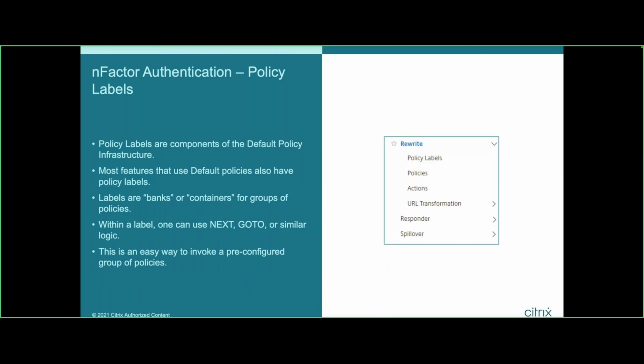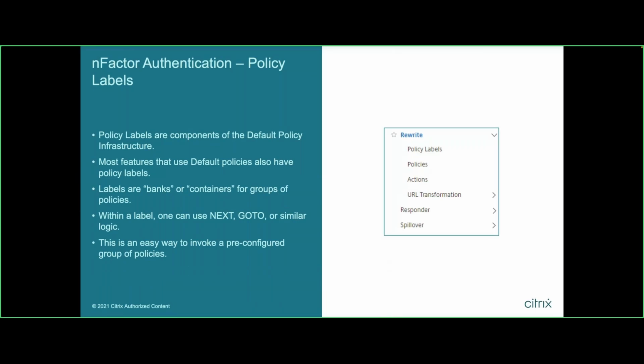And these are your n-factor policy labels. Policy labels are basically your whole policy infrastructure. And for the n-factor to work, you have to use policy labels because these are part of your advanced policy engine, and now we call it the default policy engine. So policy labels are basically containers for groups of policies, right?